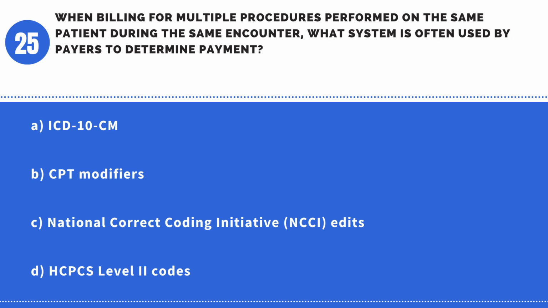Question 25. When billing for multiple procedures performed on the same patient during the same encounter, what system is often used by payers to determine payment? A. ICD-10-CM. B. CPT modifiers. C. National Correct Coding Initiative, NCCI, edits. D. HCPCS Level II codes.